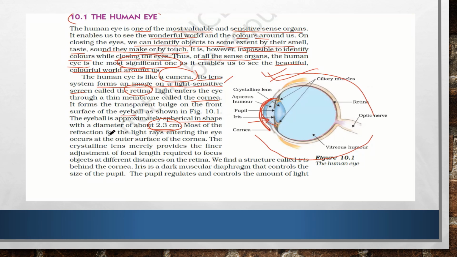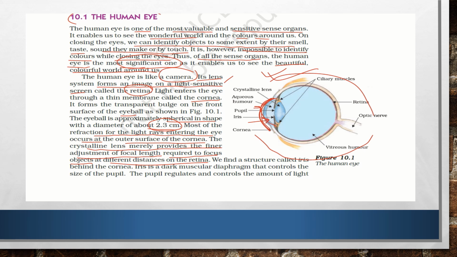Now, most of the refraction for the light rays entering the eye occurs at the outer surface of the cornea. So the outer surface of the cornea is where the refraction of the light mainly happens. Now, when we move inside, the crystalline lens merely provides the finer adjustment of the focal length required to focus objects at different distances on the retina.